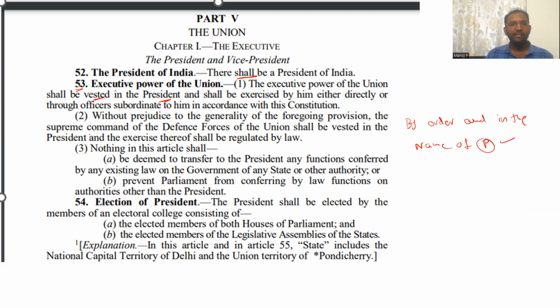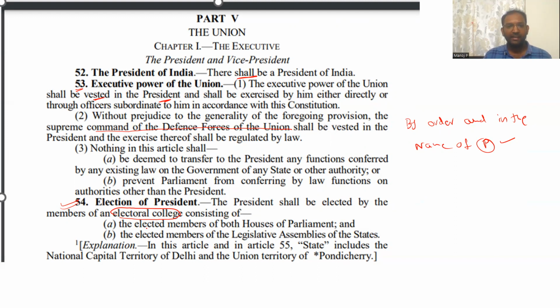Okay. Next, he is also the supreme commander of the defense forces of the Union. And he can't transfer his executive power; he cannot relegate. Okay. Article 54 speaks about the election of the President of India and Article 55 the manner of election. Article 54 uses the term electoral college. So what do you mean by electoral college? It signifies who can vote in the election of the President of India.